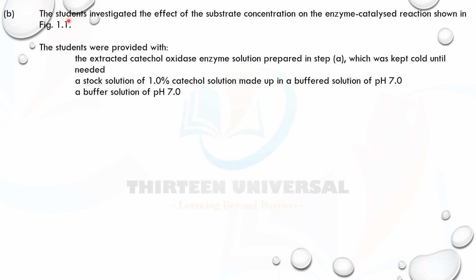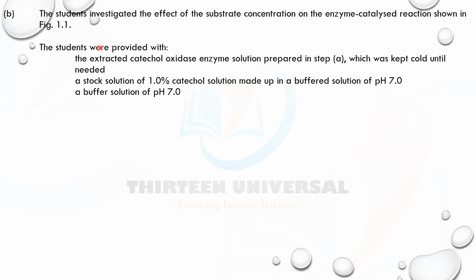The students investigated the effect of the substrate concentration on the enzyme catalyzed reaction shown in Fig 1.1. So which of them is the independent variable? Which one is affecting which one? These are the things you have to take note of. So substrate concentration is affecting enzyme catalyzed reaction. So substrate concentration is independent. The other is dependent. This is going to be measured. This is going to be changed. All right. Let's see how it worked.